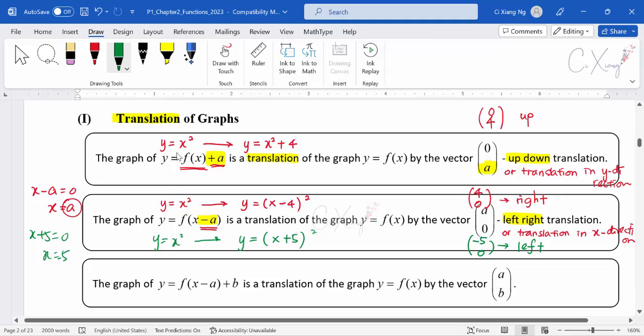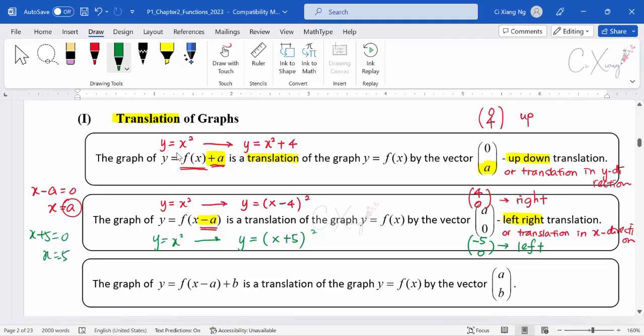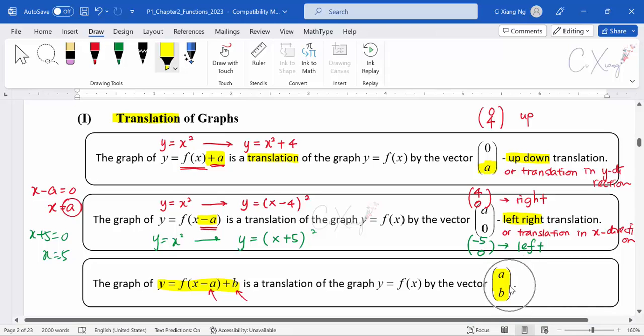Okay, and after that in our syllabus they will also combine the translation in both directions. So as an example, y equals f(x minus a) plus b. This one means that you are having translation in the x direction and also the y direction. If you put it in the vector form, there will be translation a units for x and also b units for y. And again, if you want to explain the translation, please make sure you include both values here with the correct direction that the graph is translated. Okay, so this is a general idea on the translation of graphs.